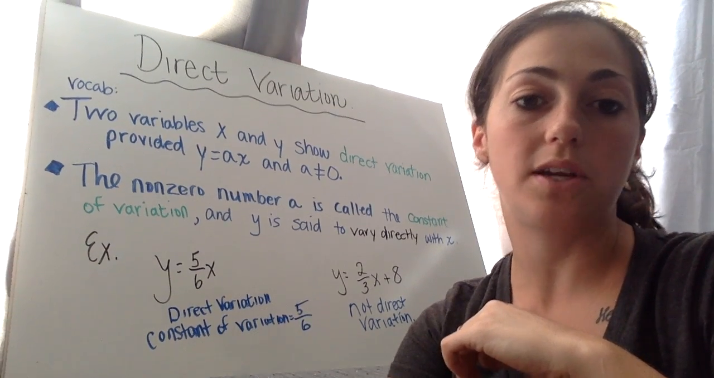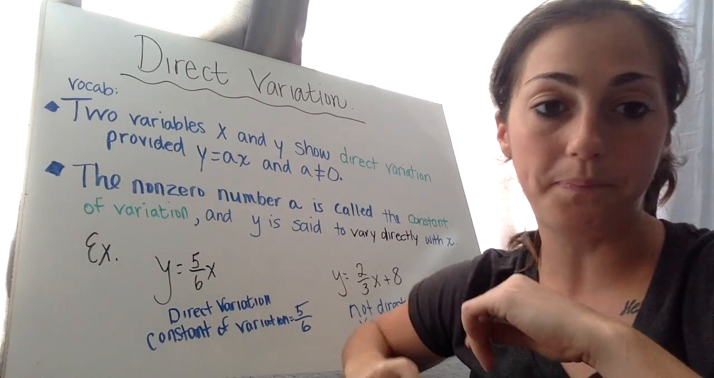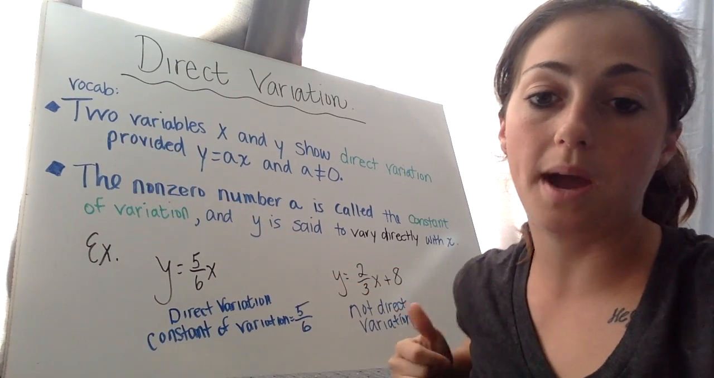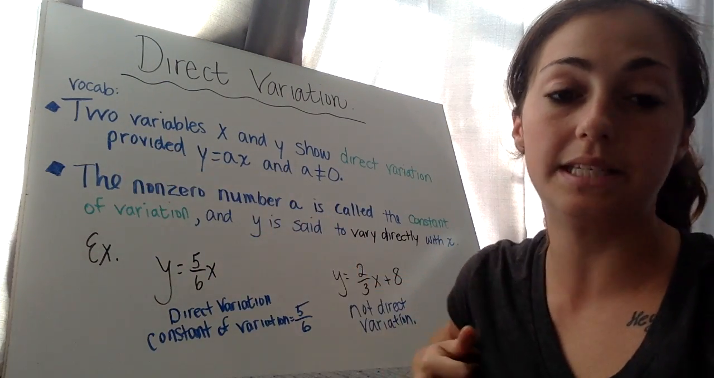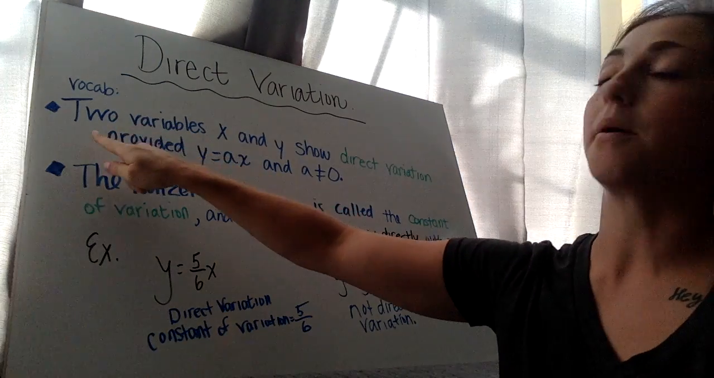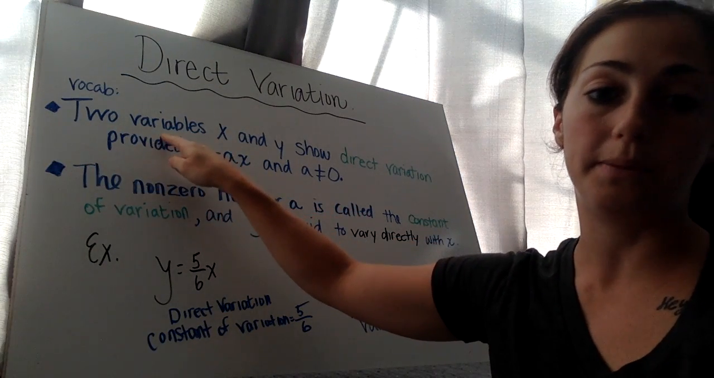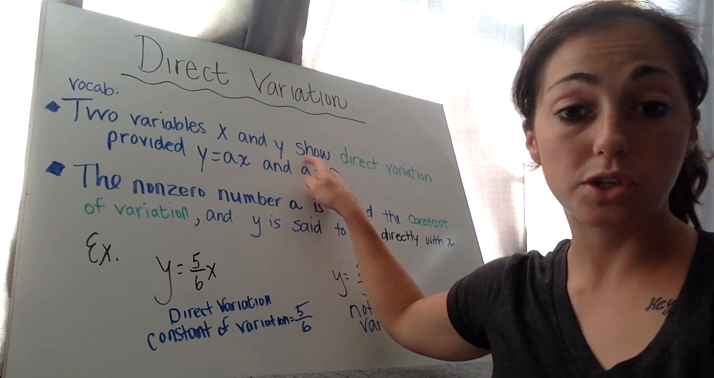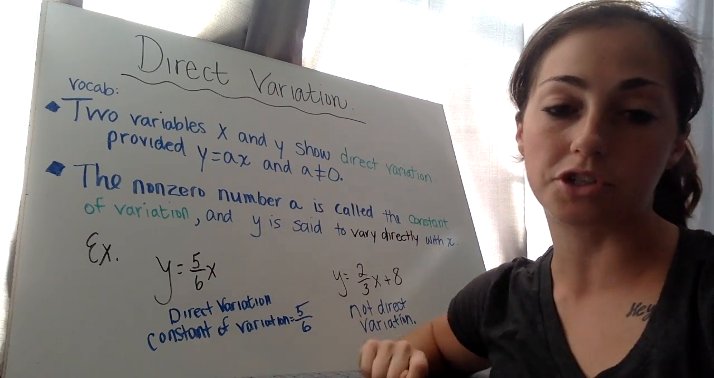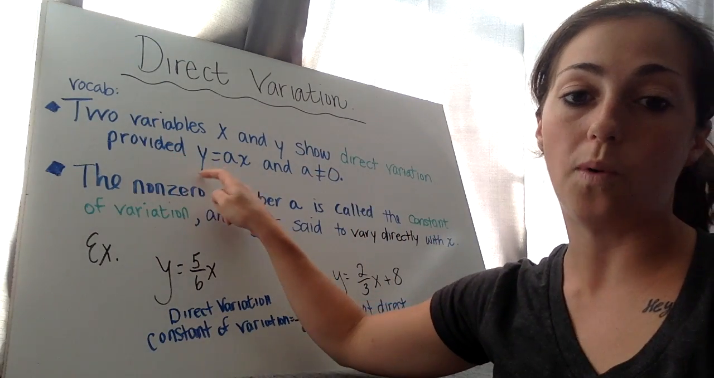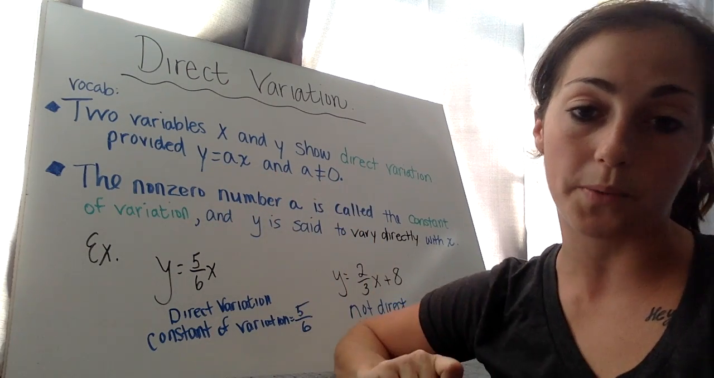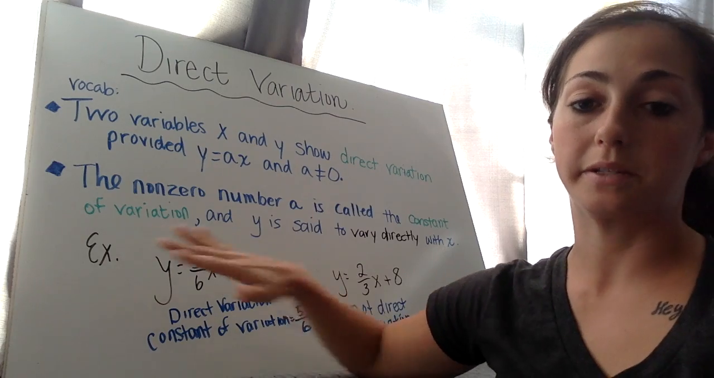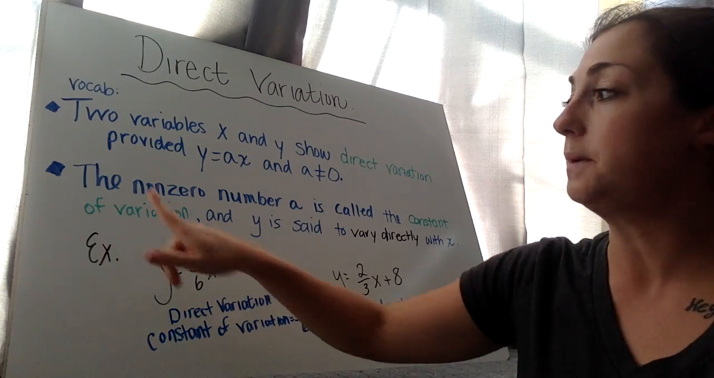Hello, today we're going to talk about direct variation. So we have some vocabulary. If you want to write the first one down, pause the video, and then play to listen. The first vocabulary says two variables, x and y, show direct variation provided y equals ax and a does not equal 0. Okay, the next one, write it down, pause the video, then hit play.